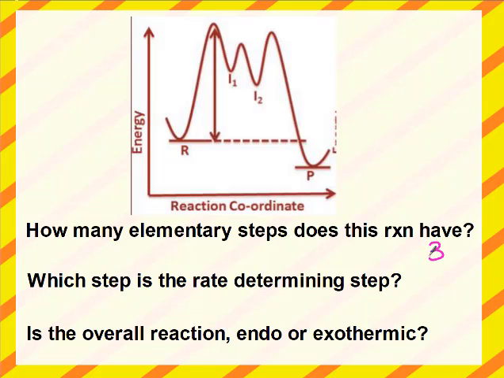So you should have said 3 elementary steps. We have 3 humps. The rate determining step, we still have the largest difference for the first step. So the first step is going to be our slow step. It's got the largest activation energy. And then the overall reaction is also exothermic.